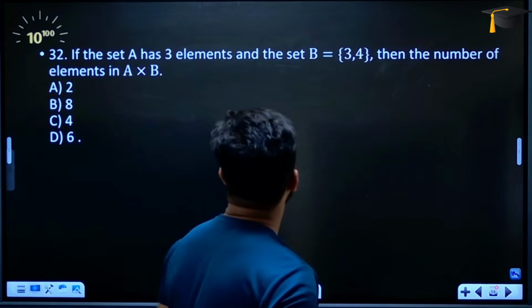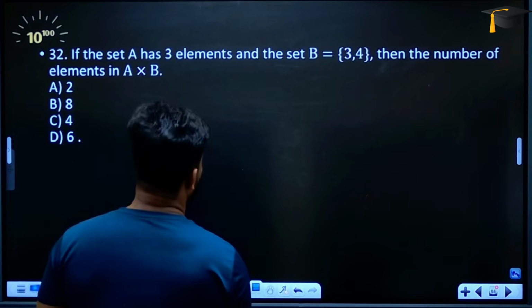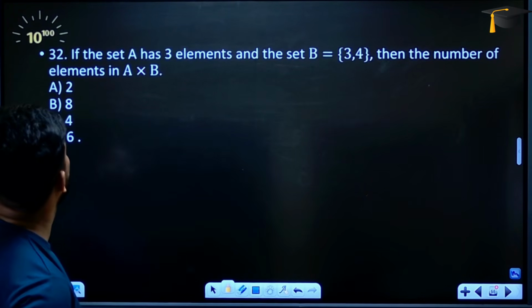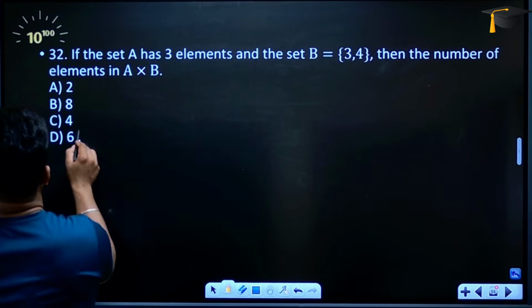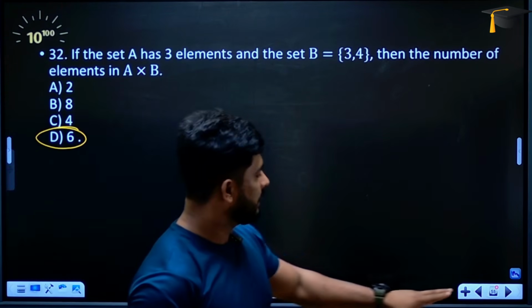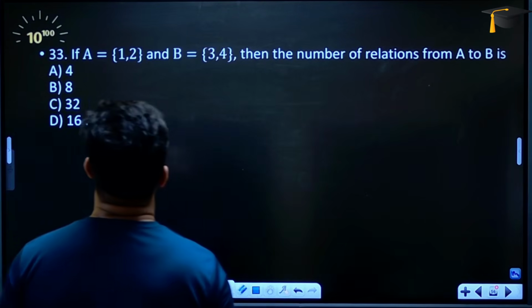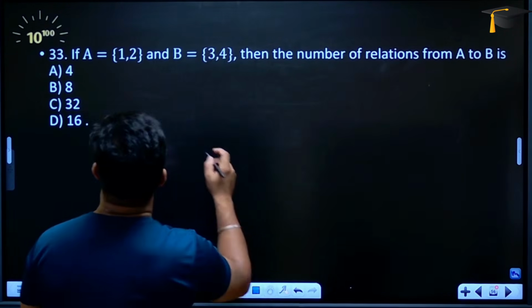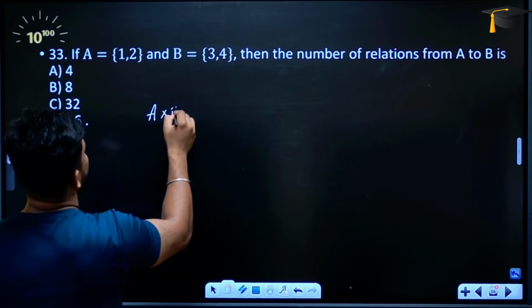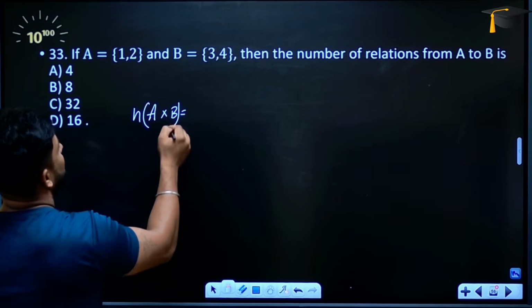Okay. Next, set A has 3 elements and set B has 2 elements. So 3 twos are 6. So option D, 6, is the right answer. Next, A is equal to {1, 2}, B is given, and we need the number of relations, right? Before that, you just have to calculate A cross B, that is, n of A cross B, the number of elements in A cross B.